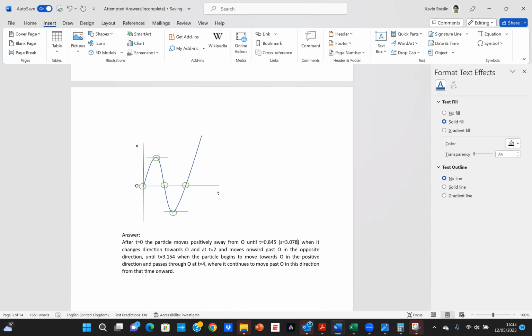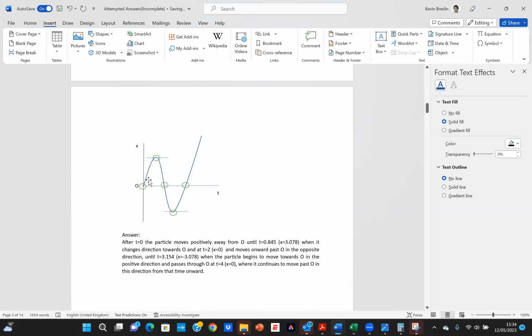When it changes direction towards O, actually I shouldn't say S, it's X. I can just say X equals 0. Onward past the opposite X until there, which is X equals minus 3.078. Onward in the opposite direction, where it passes through O at t equals 4, X equals 0, where it continues to move past O in this direction from this time onward.